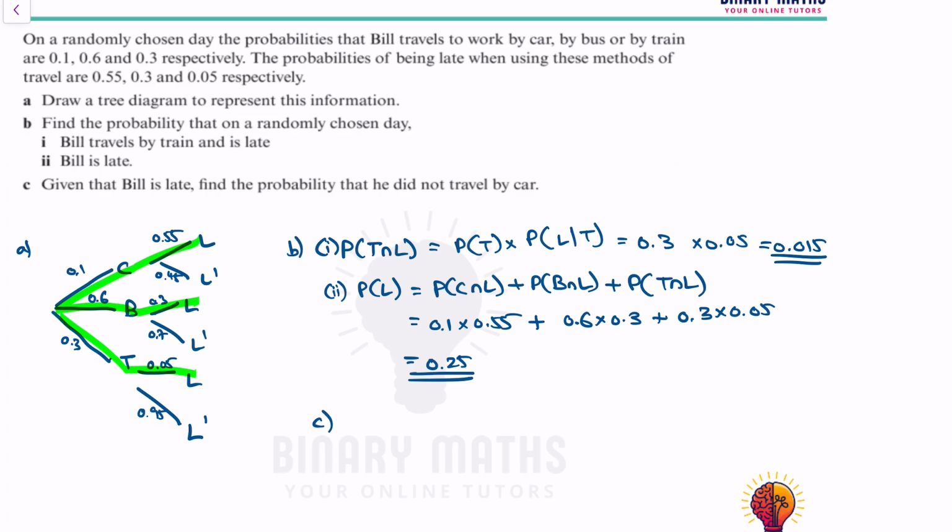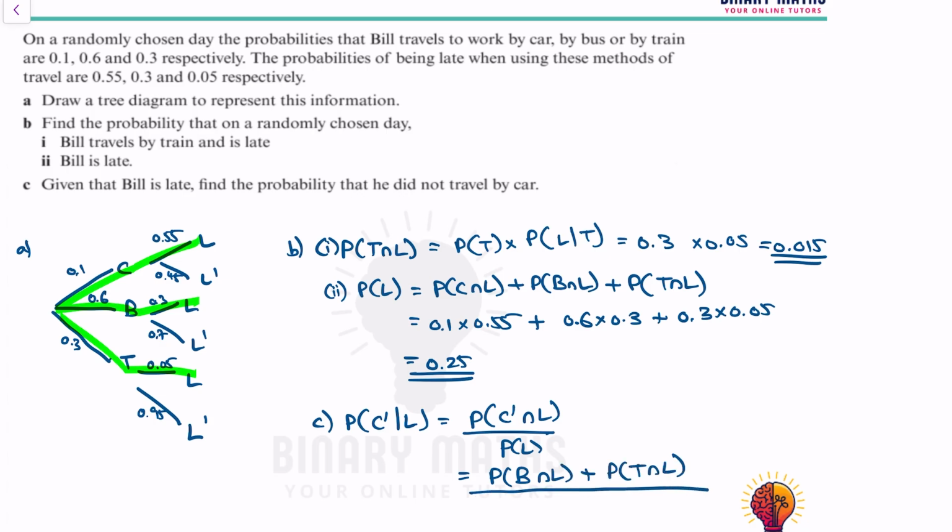Given that Bill is late, find the probability that it did not travel by car. So probability of not car given late, which is equal to probability of not car intersect late over probability of late. Not car and late, this can be worked out easily, which is there's two different combinations, which is probability of B and L plus probability of taxi and late.